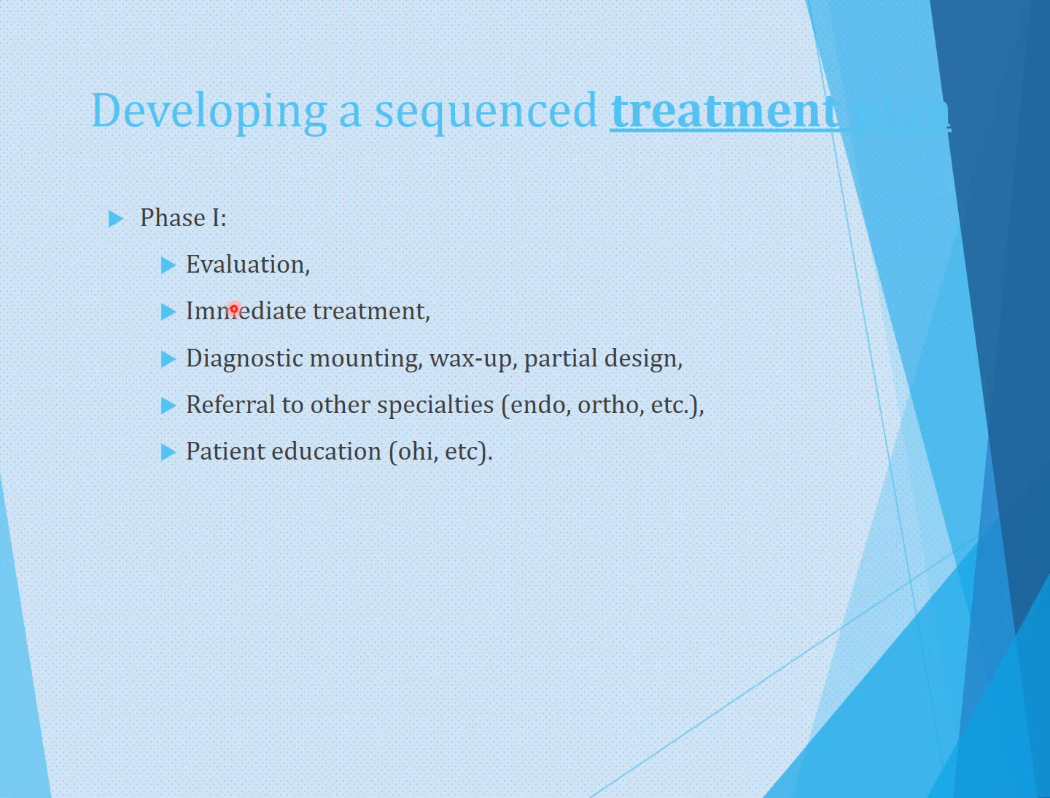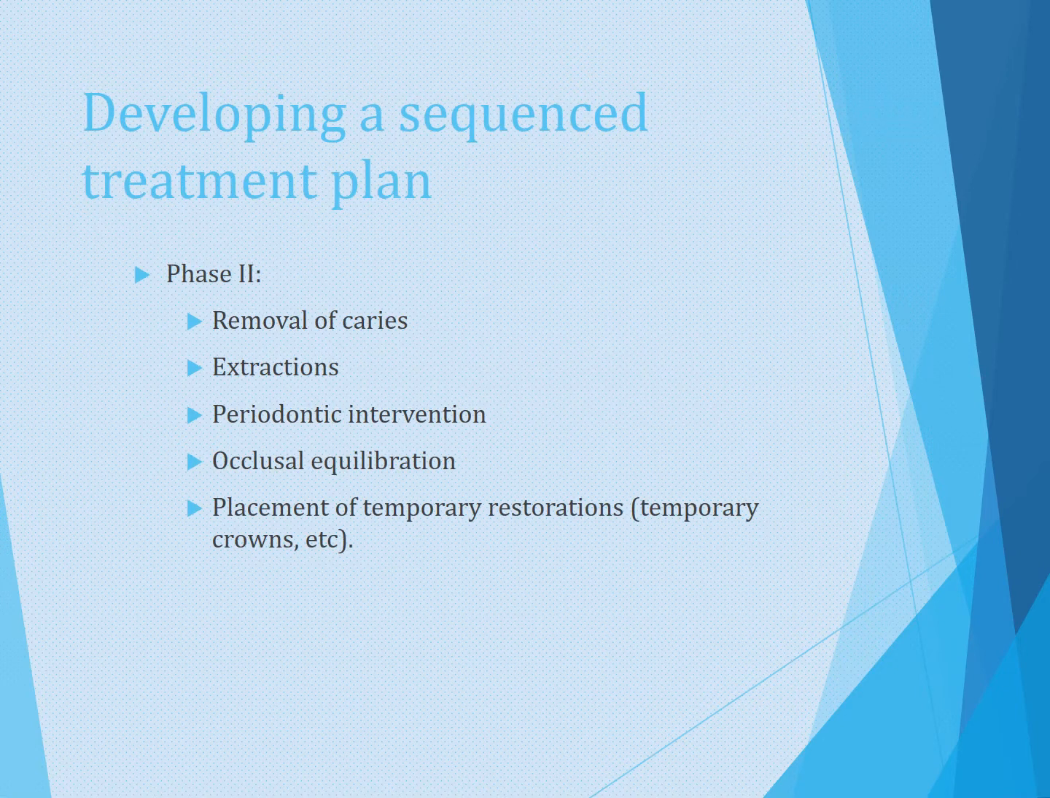Okay, guys, treatment plan. Phase one would be evaluation of whether immediate treatment is required. So any immediate treatment has to be done: diagnostic mounting, wax up, cast partial designs, referral to other specialties. We usually do this a lot. We refer to other departments first, and our department, like I told you, comes last. First, the endodontic status and the periodontic status basically have to be fine. If extraction is needed, healing has to be done perfectly before the patient comes to the department. Okay, and patient education should be done. This is phase one.